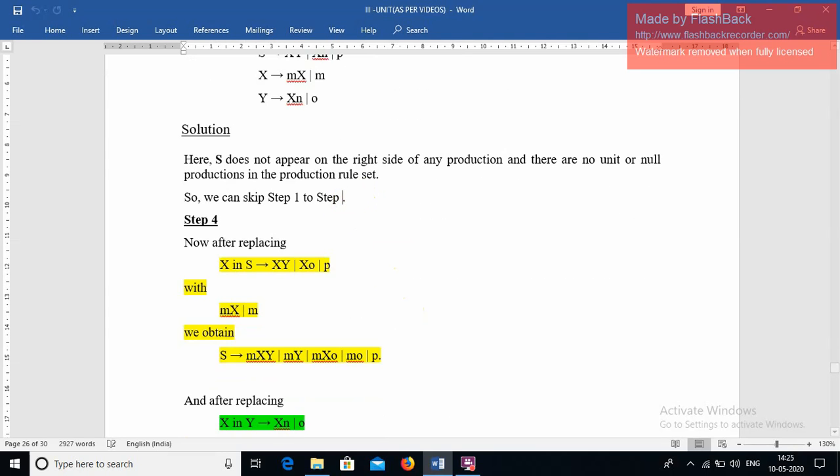So by mistake I defined 3 here, so go with the 4 here. Okay, so we can skip 1 to 4 and start with the fifth step.